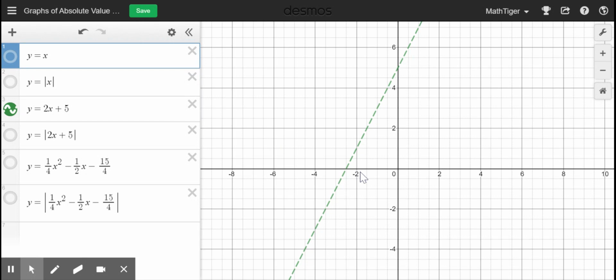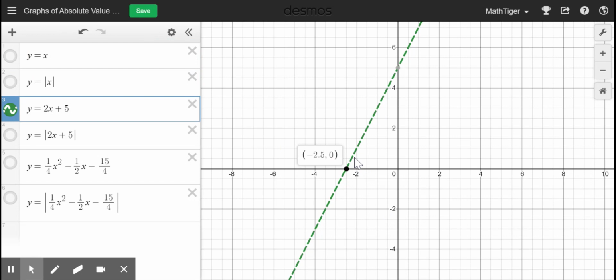So we have y equals 2x plus 5. This one has an x-intercept at (-2.5, 0). So we see it is positive for values of x that are greater than or equal to -2.5, and it's negative for values of x that are less than -2.5. Well, we apply our absolute value function, and we can see that this portion, which is greater than or equal to -2.5, stays the same. But for the part that is less than -2.5, this gets reflected in the x-axis to become a positive y value.